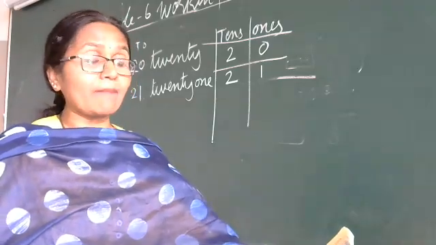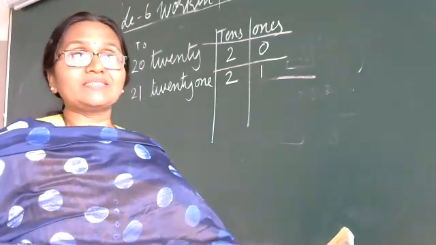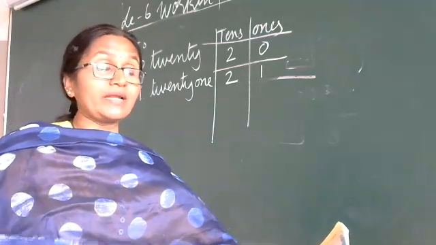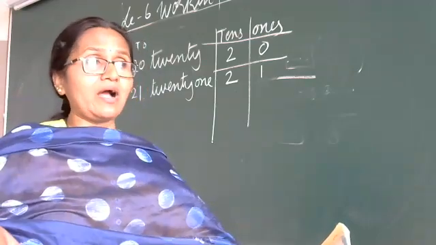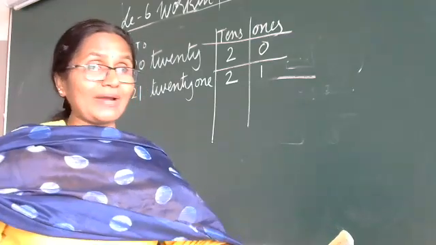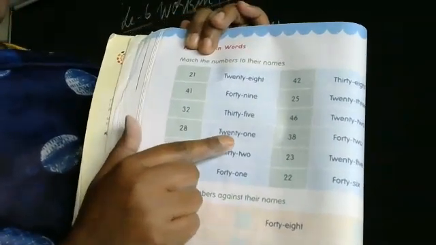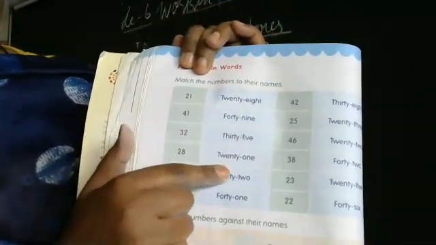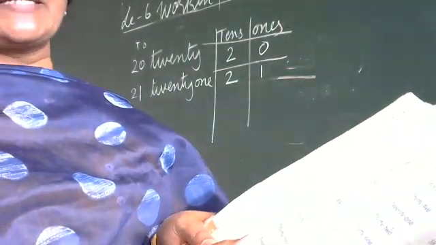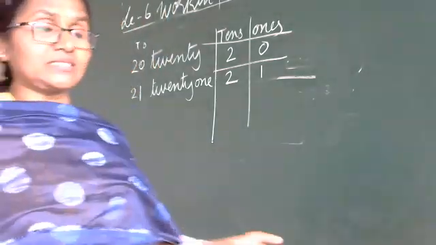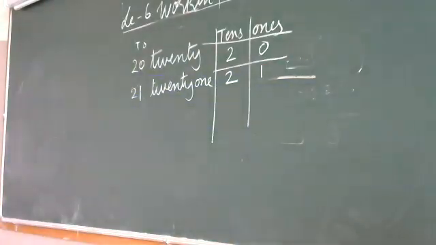Now, numbers in words. Match the numbers to their names. Okay. They have given numbers in words and figures. Number names means spelling words they have given. And 21. So you have to match where is 21. Now 21 is the first number and the spelling is here. So you have to match with your pencil. Write the numbers against them. Okay, till page 66, you all have to complete. It is very easy.